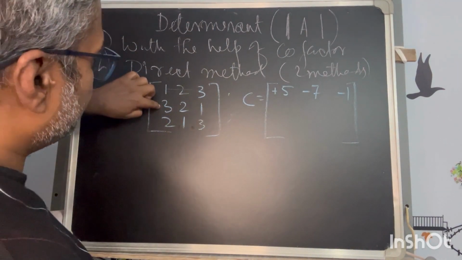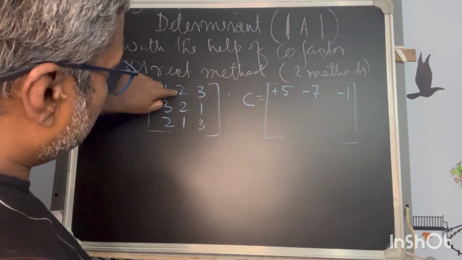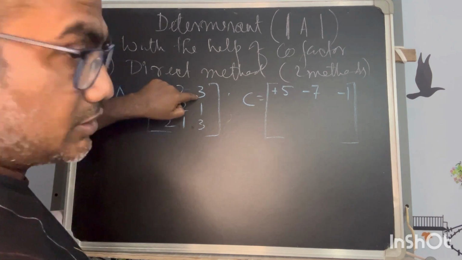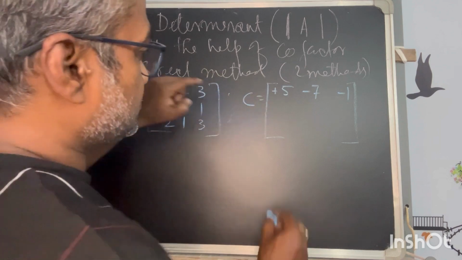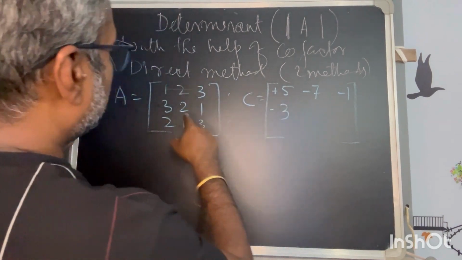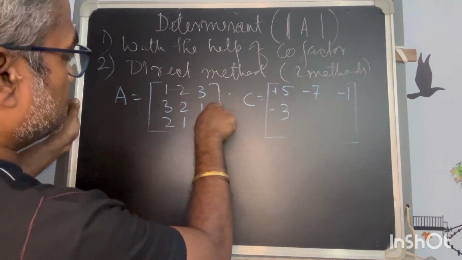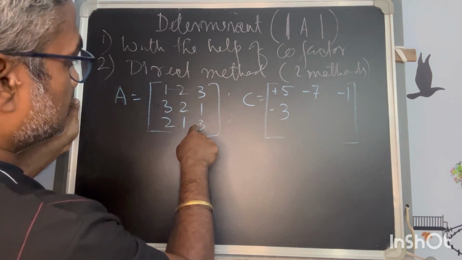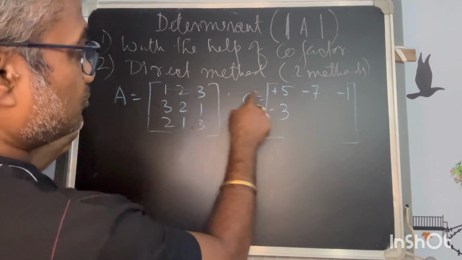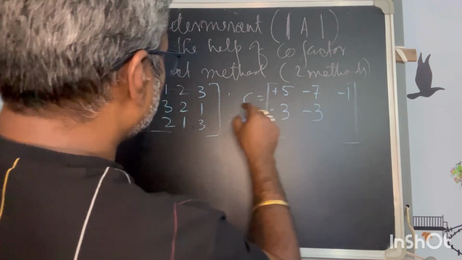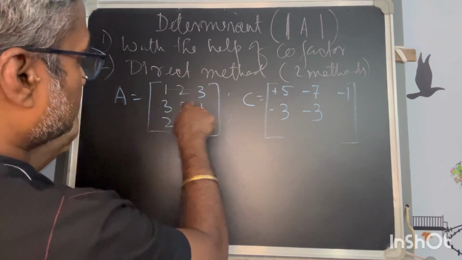Next come this. So this and this will go. 3 into 2, 6, minus 3, is 3. The position is minus, so minus 3. Next come this, and this will go. 3 into 1, 3, minus 6, is minus 3. Position plus, minus 3 will go. This and this will go.